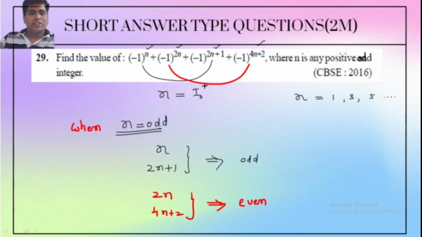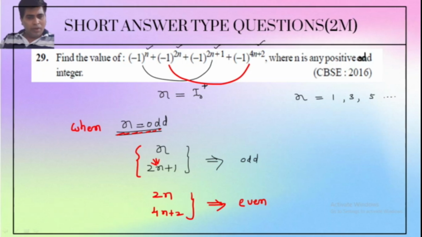So how is it an even number, and how is it an odd number? Simple. If n is an odd number, definitely 2n plus 1 is also an odd number. Substitute any odd number here. Suppose 1: 2 ones are 2, 2 plus 1 is 3, an odd number. Substitute 3: 2 3s are 6, 6 plus 1 is 7, also an odd number. So n and 2n plus 1 are always odd numbers, and 2n and 4n plus 2 are always even numbers.